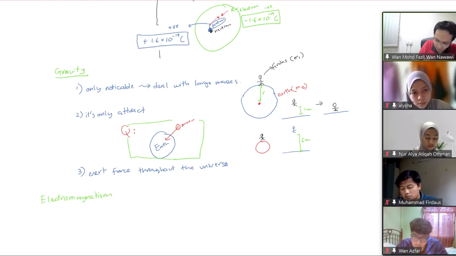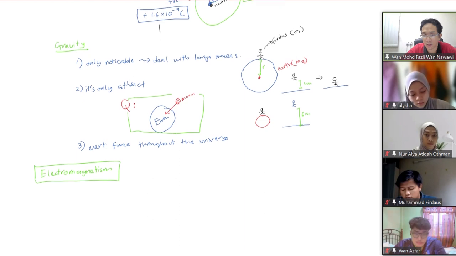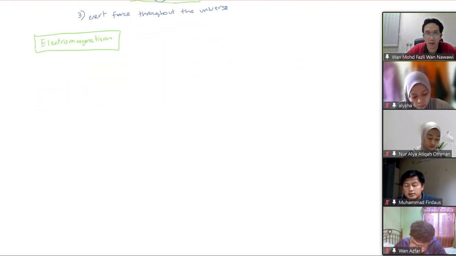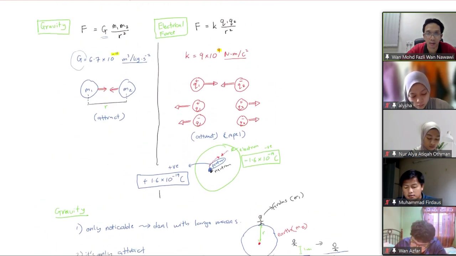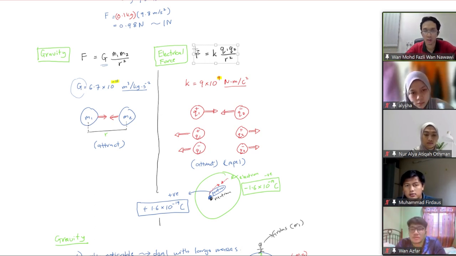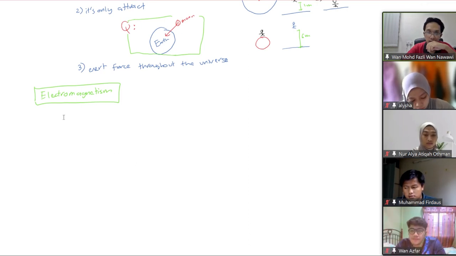Electromagnetism. Okay, let me draw like this. So electromagnetism. Let me copy this thing, Control C, and then I go down, Control V.